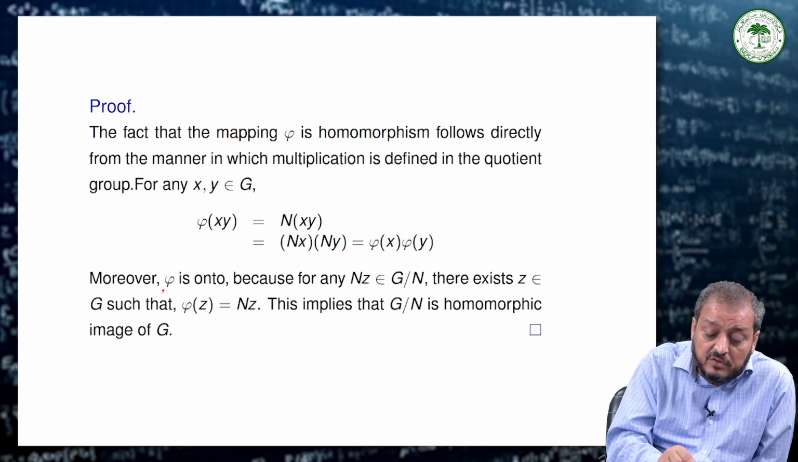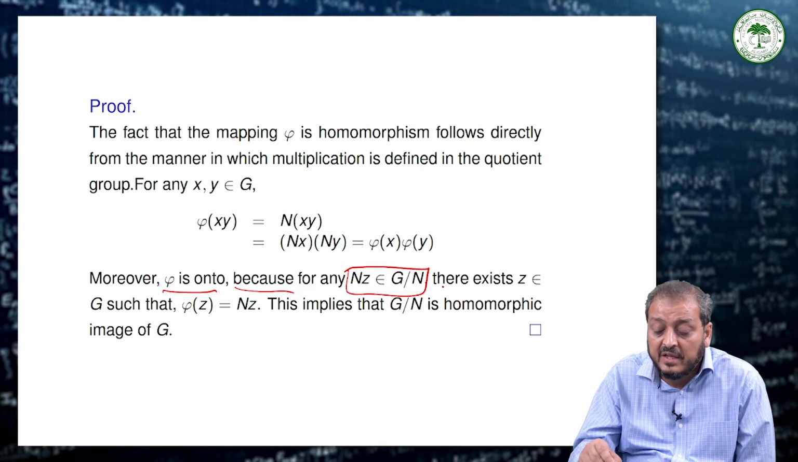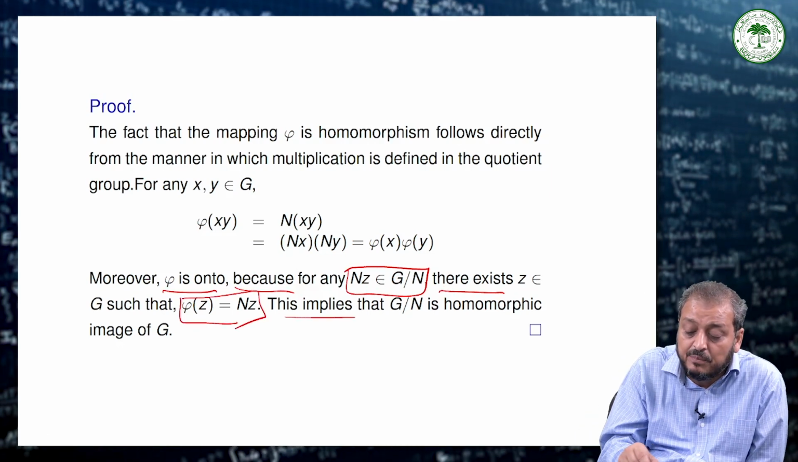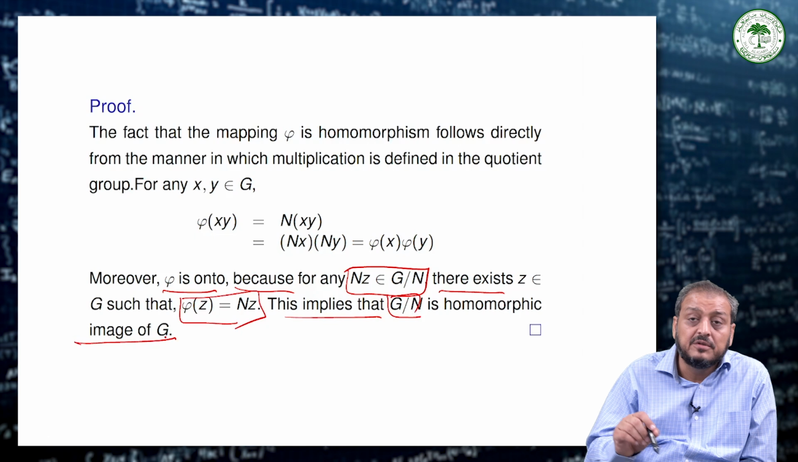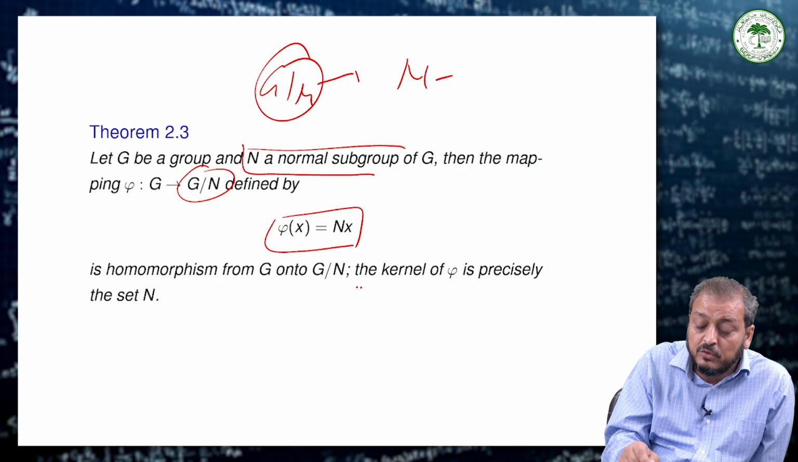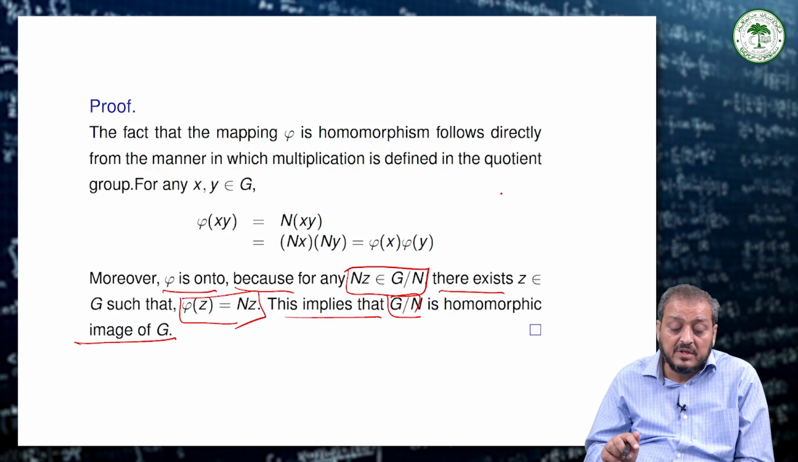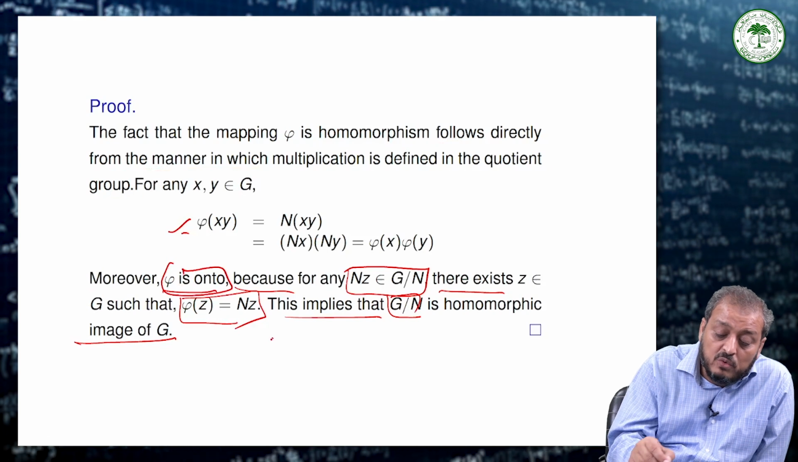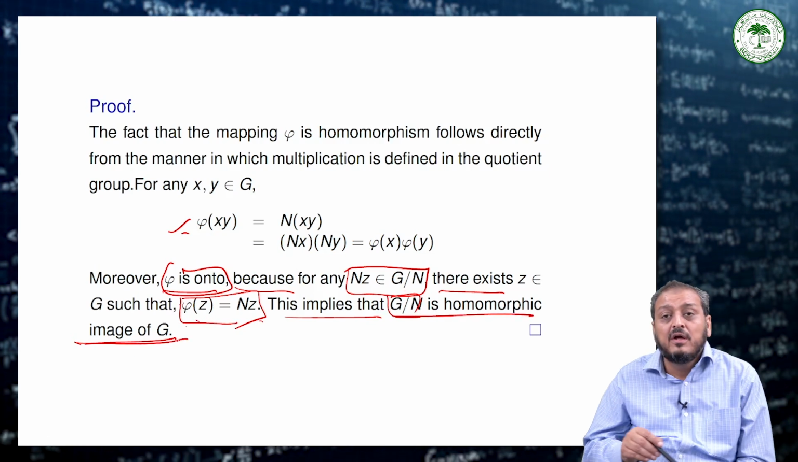Moreover, φ is onto, because if we have Nz belonging to G/N, there exists z in G such that φ(z) = Nz, and this implies that G/N is a homomorphic image of G, because this is clearly a homomorphism of G onto G/N. The kernel of φ is precisely N. Moreover, if φ is onto, then φ(z) = Nz, which means G/N is a homomorphic image of G.